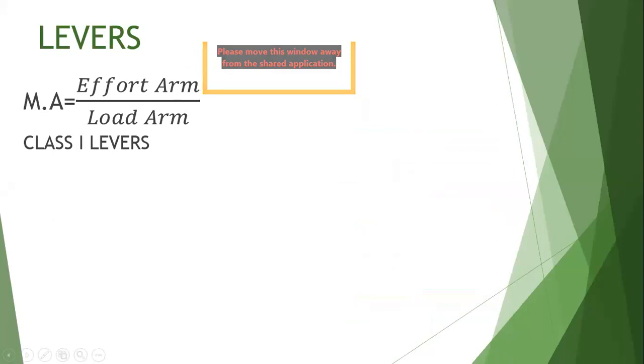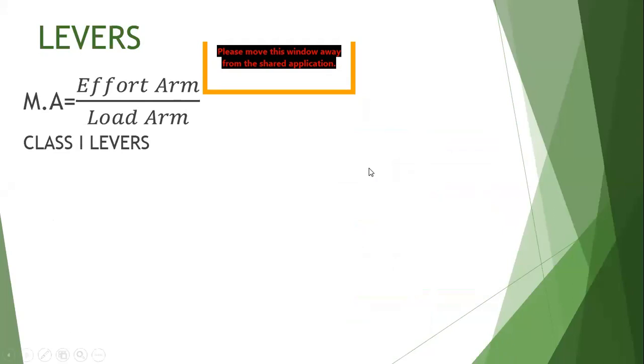Now we will categorize, we will find out the different types of levers. Remember the formula of effort arm upon load arm. It will help us to make things very easy for us. So there are three types of levers. We start our discussion with the first type of lever, class 1 lever.